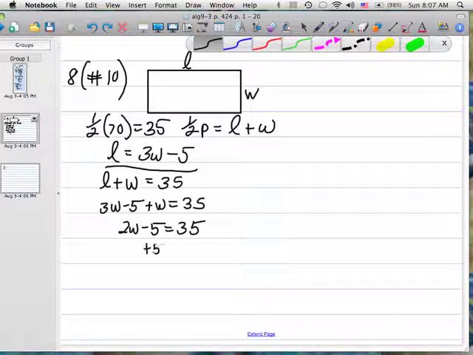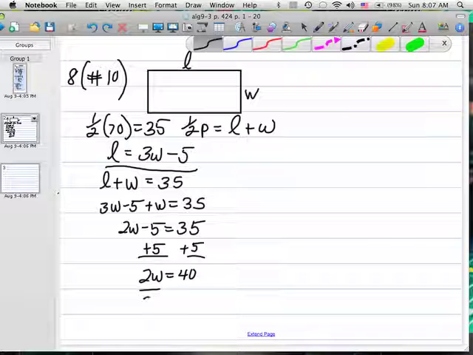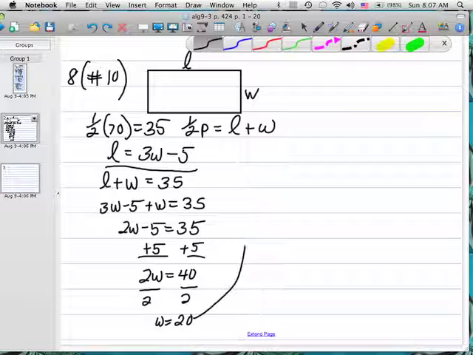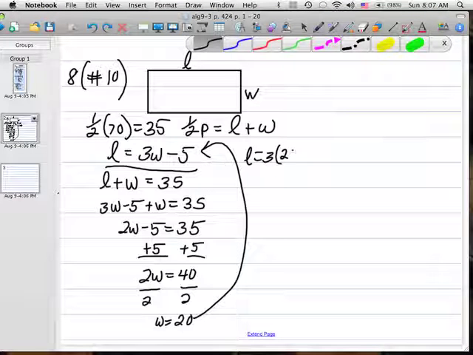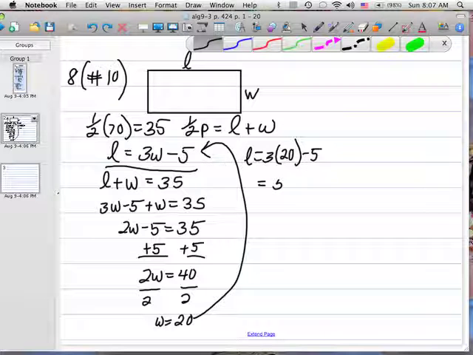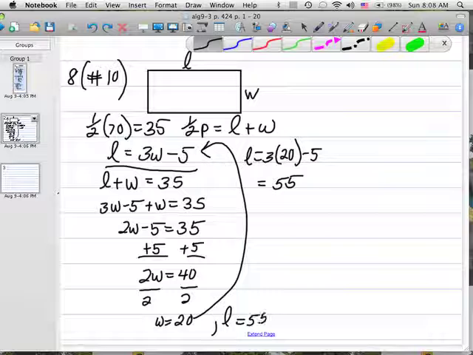Solving for W, add 5 to both sides. I get 2W equals 40. Divide by 2, and the width is 20. And substituting that back in here, the length is 3 times 20, take away 5. So that would be 60 minus 5, which is 55. And we're done. So the length is 55 and the width is 20.